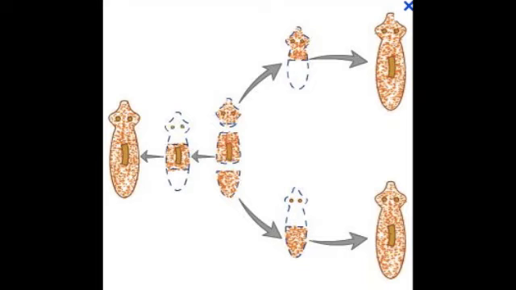Fragmentation is when a sponge splits into fragments. Each of these fragments develops and grows into fully grown clones of the original sponge.